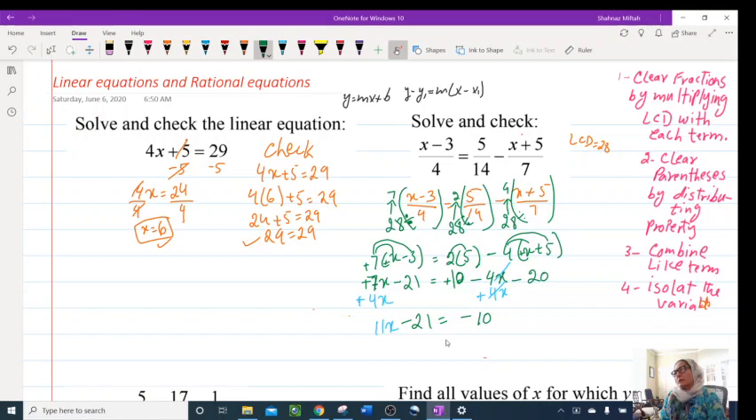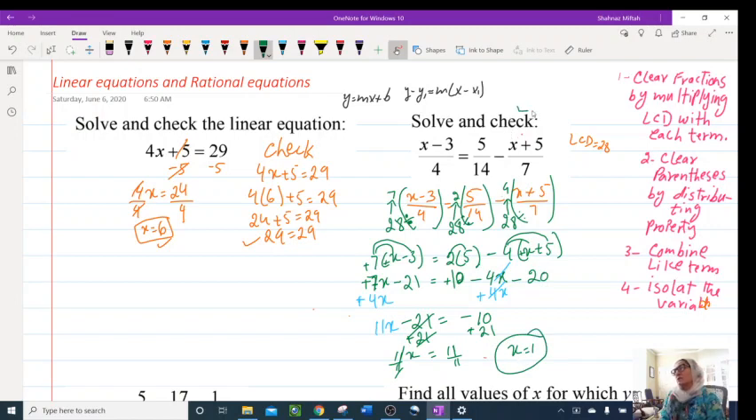Now 21 and 10 are like terms, and since they are like terms, I have to move the 21 to the other side and I'm adding 21. Okay, they cancel out, I'm left with 11x equals 11. Positive 11 because 21 is bigger. 11 divided by 11 is going to give me x equals 1. Now this is my answer, x equals 1.